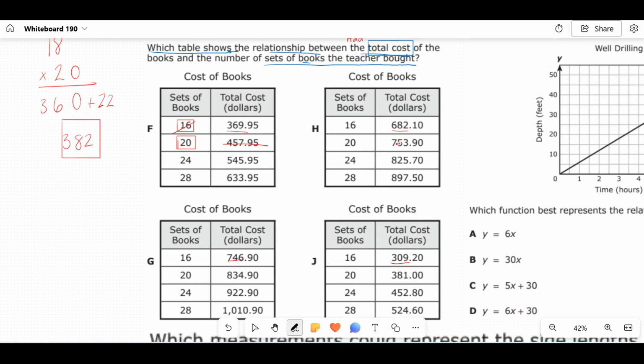457 is a little high. 753 is way too high. This one seems close enough. So out of all the problems that we worked out, this problem is the best answer.